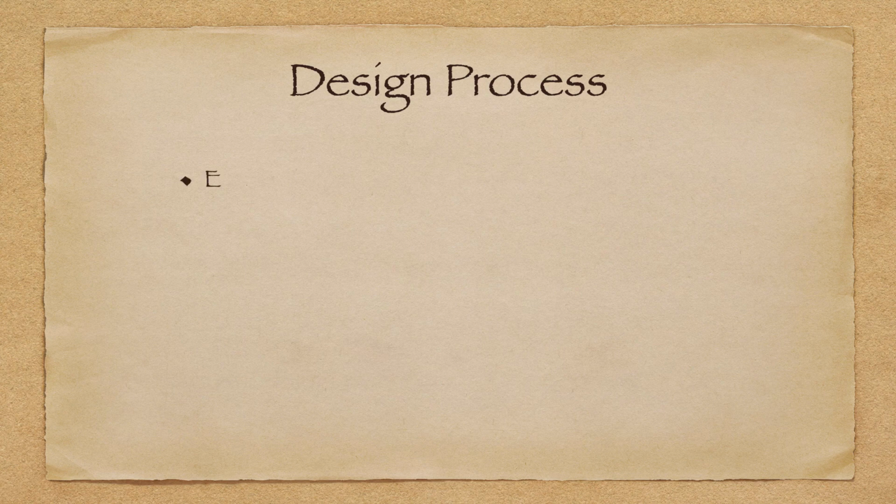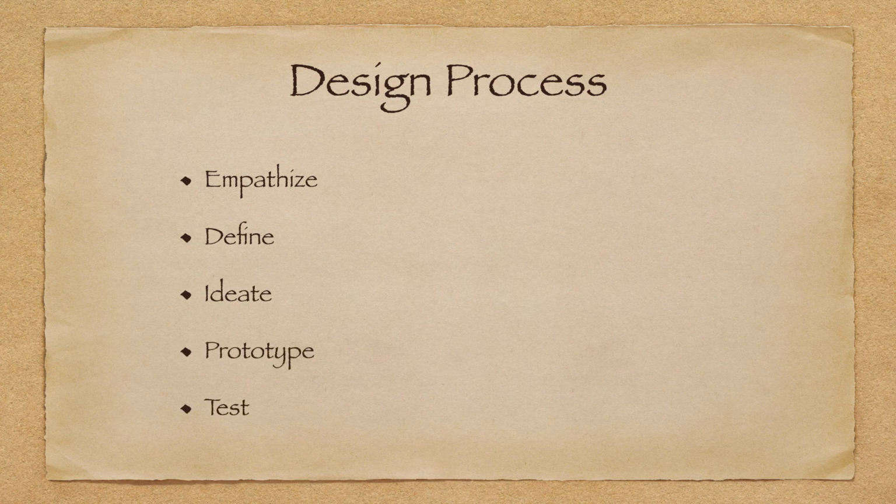First, the design process. We start by empathizing with the problem, then we define, we ideate, we prototype, and finally, we test. Once we're done testing, we get feedback and then we go back to ideation and then we prototype again and then we test again. And this is a cycle that goes over and over.